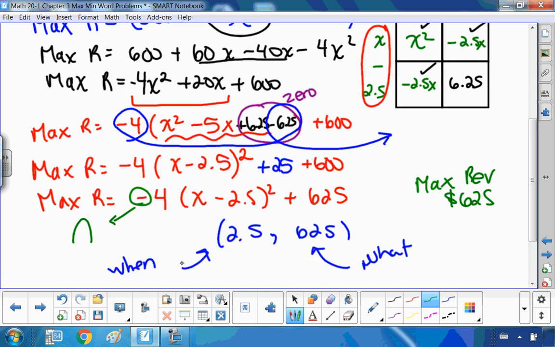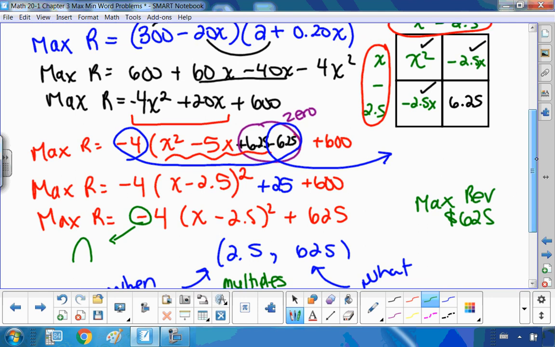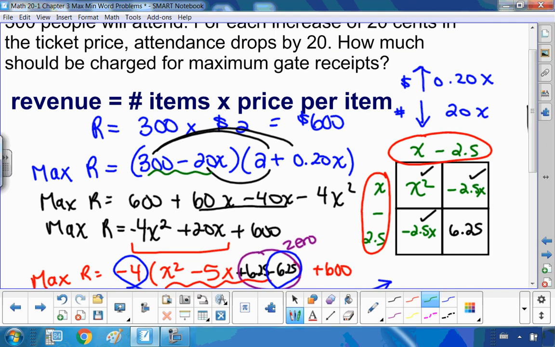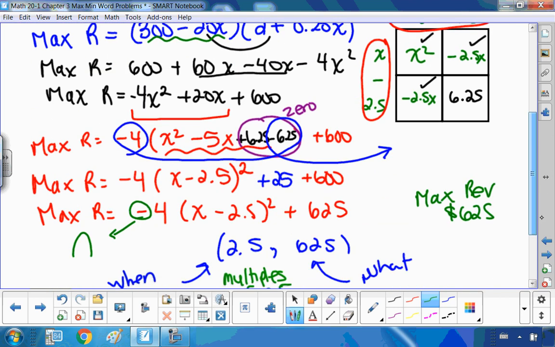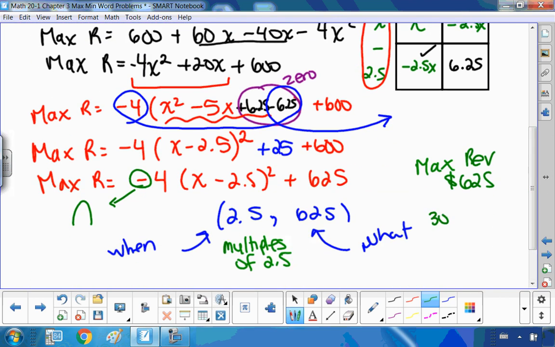How did we do that? Well, we did that by multiples of 2.5. Now, what I mean by multiples of 2.5, go up here. We lost people in multiples of 20. How many multiples? 2.5. So 300 subtract 20 times the multiples of 2.5. So 300 take away, now 20 multiplied by 2.5 is 50. So that means that 250 people will attend.